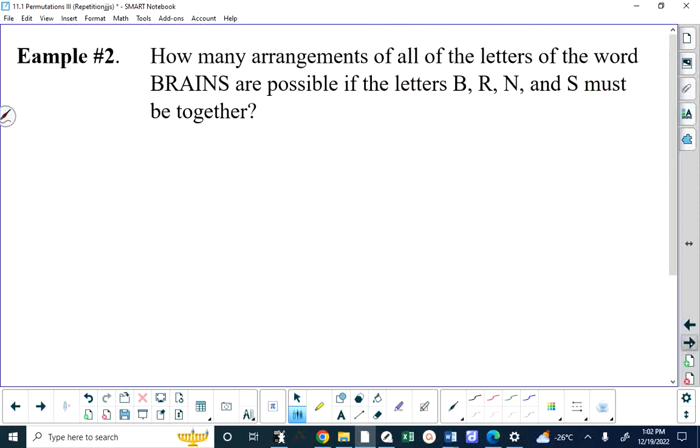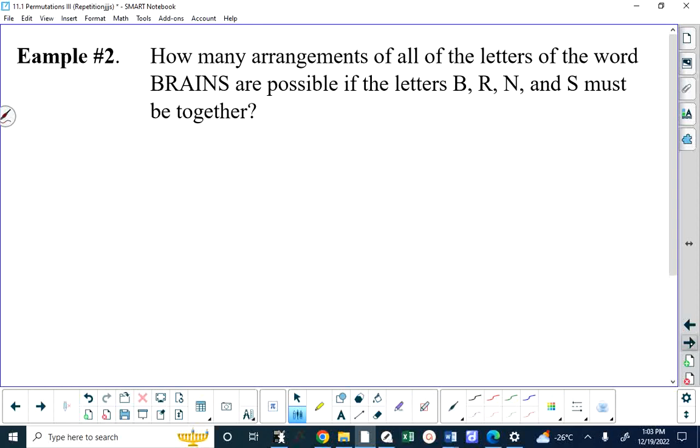Example 2, how many arrangements of all of the letters of the word brains are possible if the letters B, R, N, and S must be together? And as we're going through this, just make sure to let me know if some of your questions are different than some of mine. I think this lesson is pretty good.